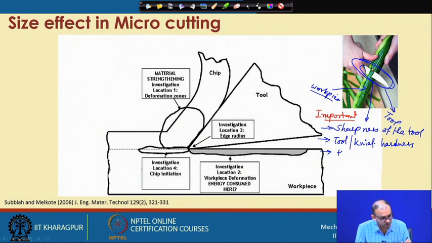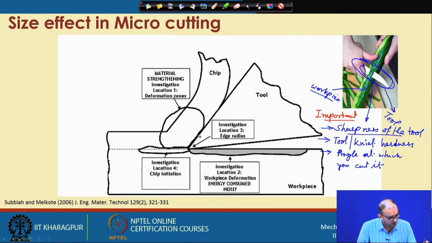Then the angle at which you cut it, and some other parameters. Let us first focus on these parameters. Sharpness of the tool is important, that is, how sharp the tool is. Then hardness is important, because we know that the hardness of the tool should be much higher than the hardness of the workpiece. And the third one is the angle at which we are cutting. We consider this one as the rake angle.